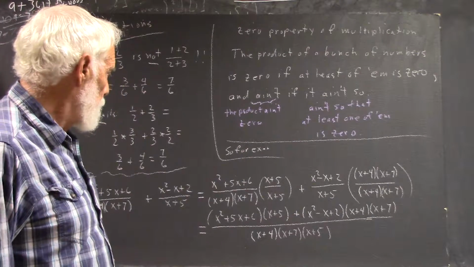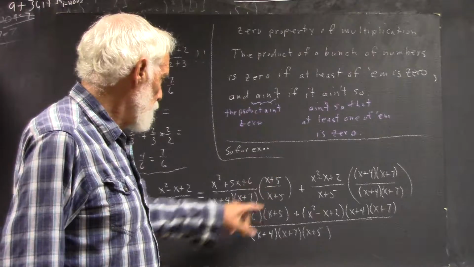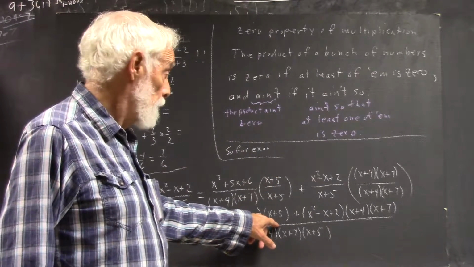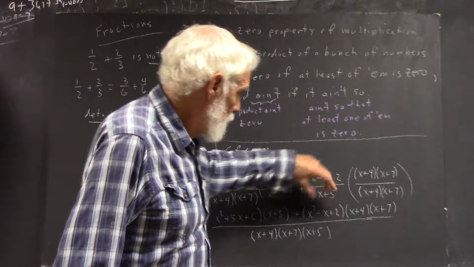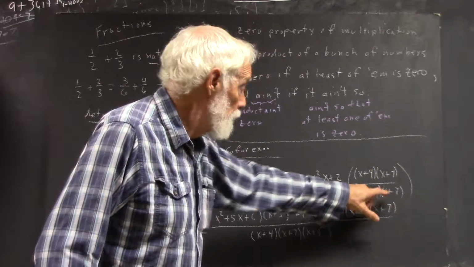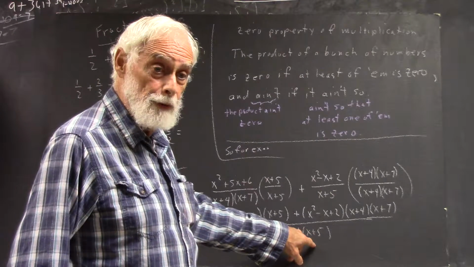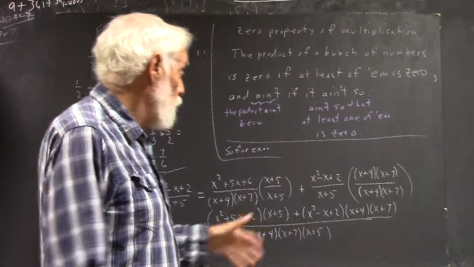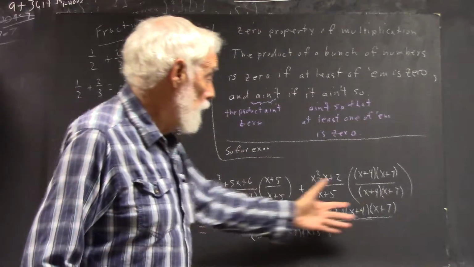Well, if we do that, then clearly this numerator becomes this times this, there it is, okay? And this numerator, I'm not going to read it to you, becomes this times this, which is here. And the denominator in both is going to be x plus 4 times x plus 7 times x plus 5, so we can add the numerators in that case. And here we have it.